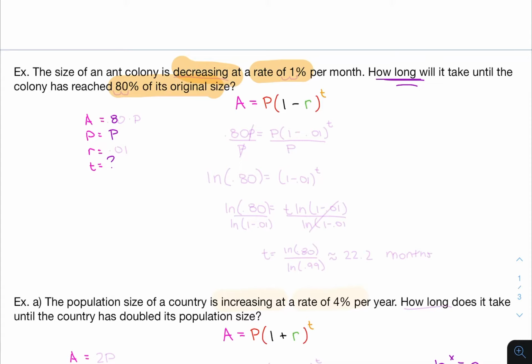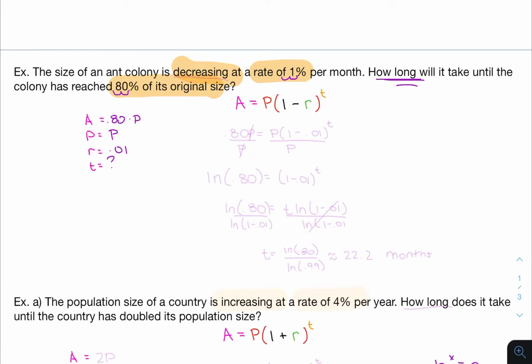That means we multiply 0.80, because since it's 80%, remember to turn that into a decimal we move it 2 spaces. So that's 0.80 times P, because that is how you can represent 80% of a population. And our rate we said was 1%. Since we have a percent, to turn that into a decimal we move it over 2 spaces to the left. So our rate in this case is 0.01.